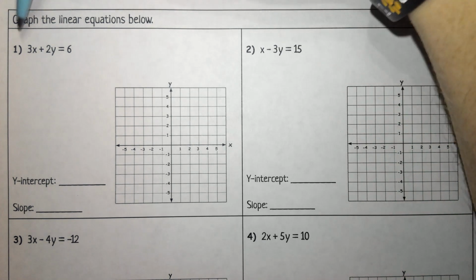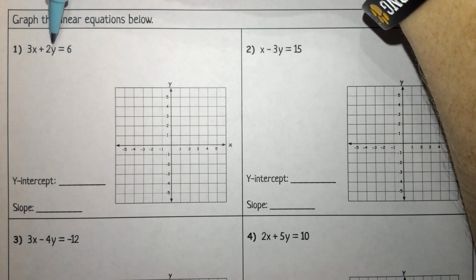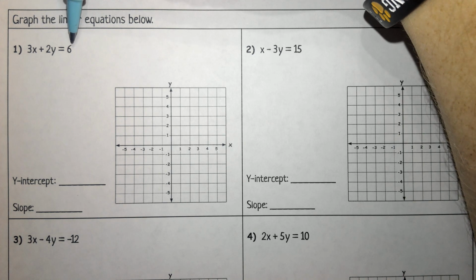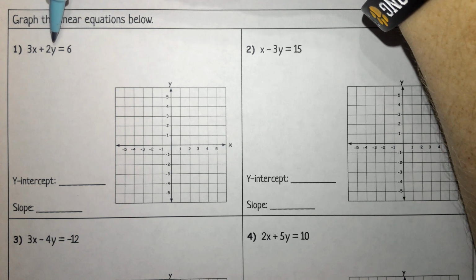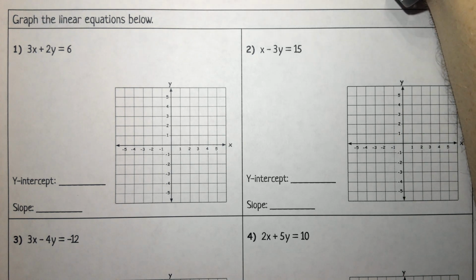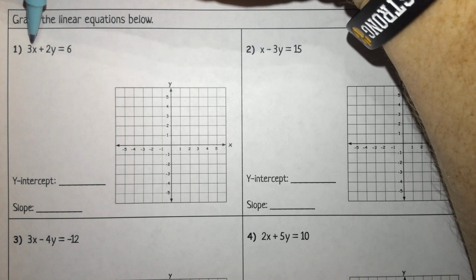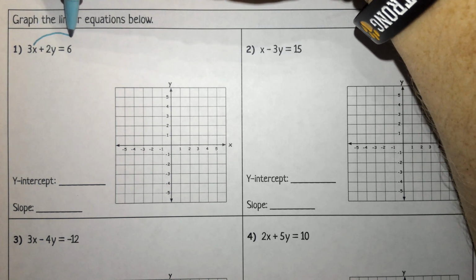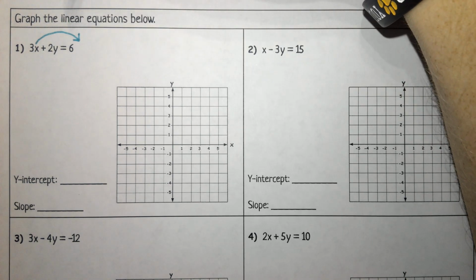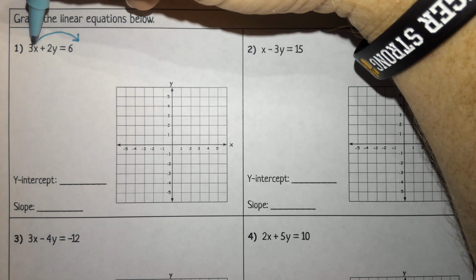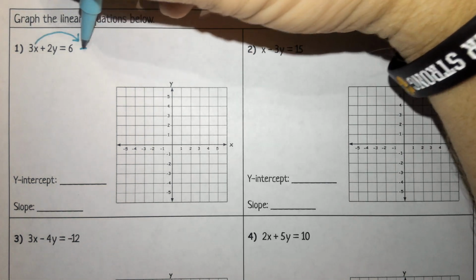So notice I have x and y on the same side and equals some number. So I want to solve for y. So I have two steps. I move x and divide by the coefficient of y. So the first thing, move x, so this 3x is going to move all the way over here. So if it's positive, when I move it, it becomes negative.